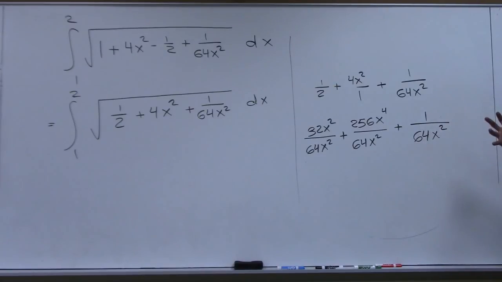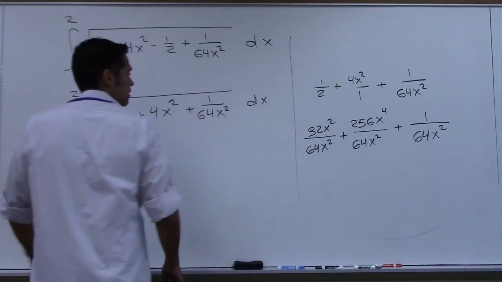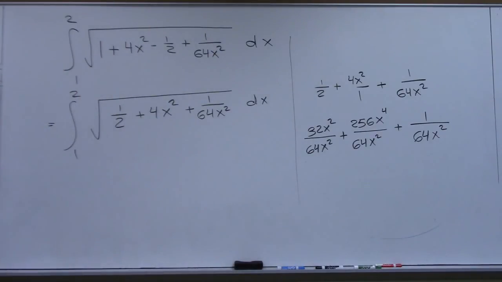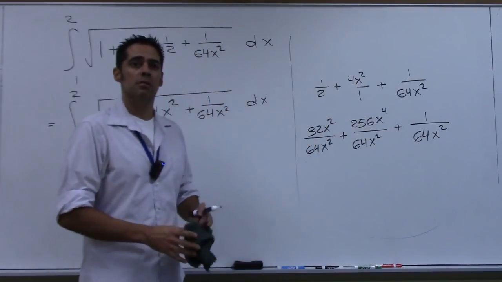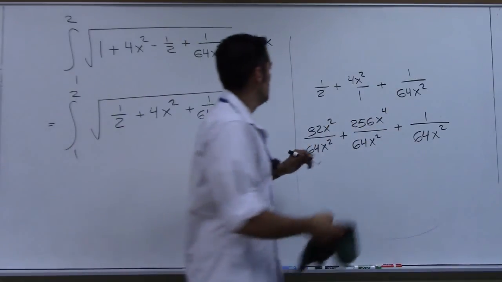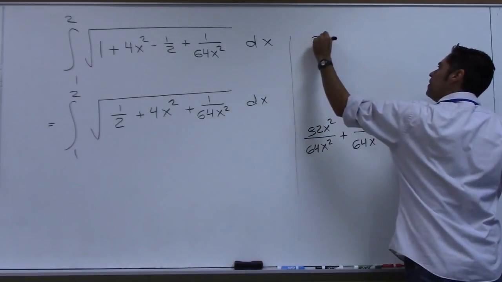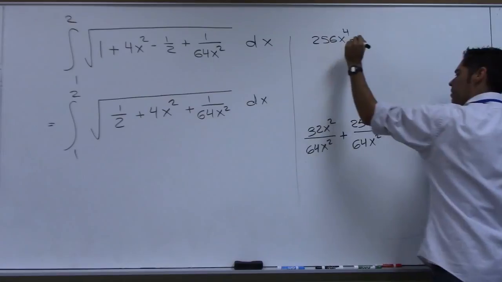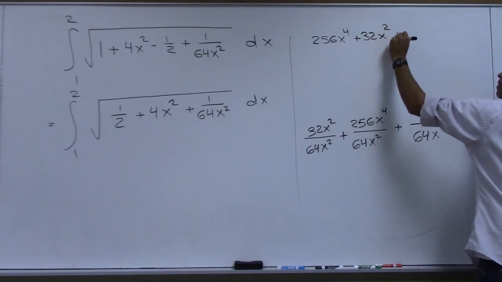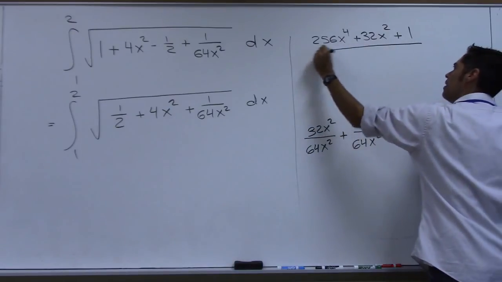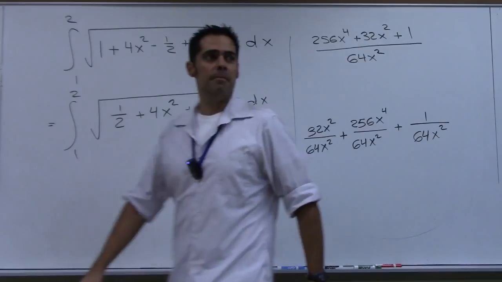Now I can put them all together. On the top, let's put that in descending order. My new numerator, let's put it in descending order. Highest power of x down. Would it not become 256x to the 4th plus 32x squared plus 1, and then the bottom 64x squared? Isn't that what it would become?